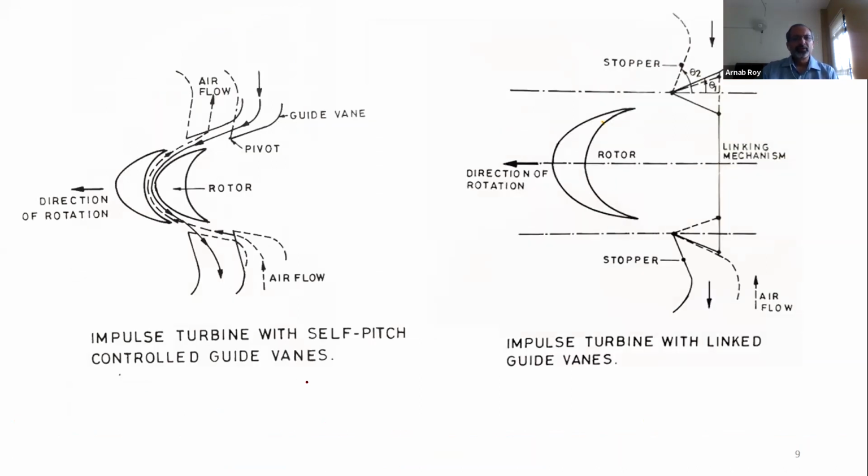There could be two different designs here. You could keep the guide vanes self-pitched, in the sense that depending on the airflow conditions, the turbulence, the magnitude of the velocity, etc., you can leave the guide vanes free to pitch on their own. So that is a self-pitch controlled guide vane mechanism, while you could also connect them with a 4-bar linkage like I was describing, and we pursued this design.